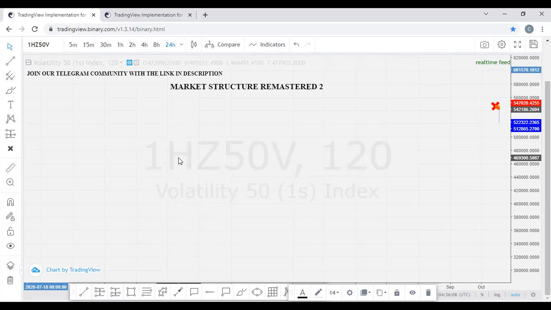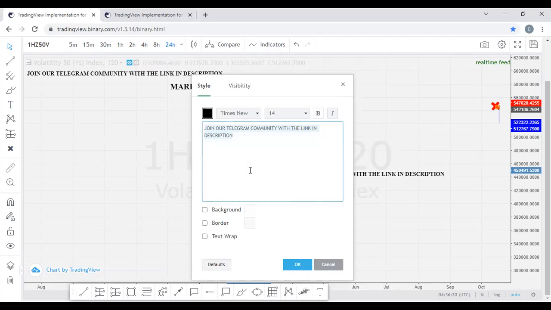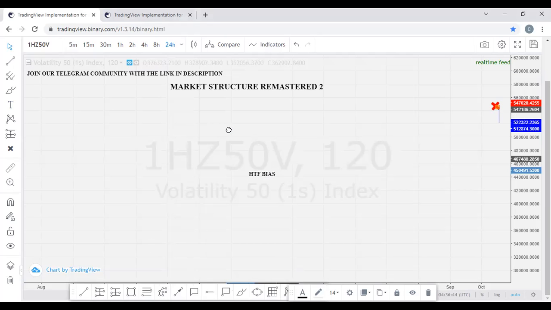Now, this second part of market structure is basically how to make entries. So the first thing you want to do when you open your charts is to check the higher time frame bias, right? You want to be trading in line with the higher time frame. Why? Because the higher time frame controls the lower time frame. So you want to know the higher time frame bias of the market.